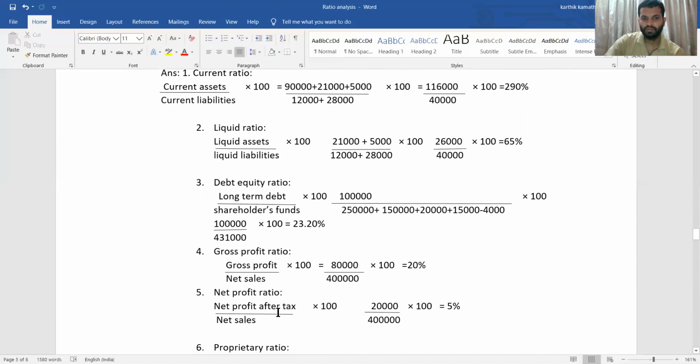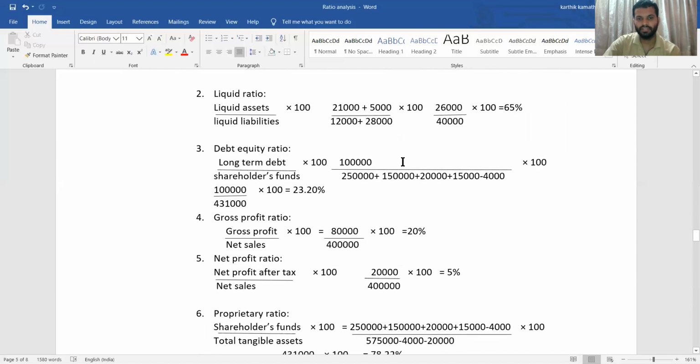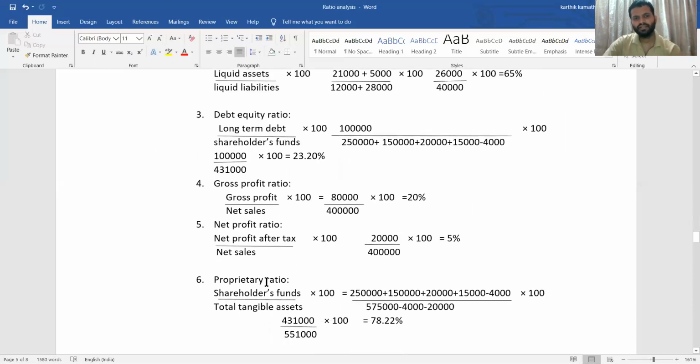Net profit ratio, net profit after tax divided by net sales into 100. Net profit after tax is directly given in the adjustment, that is 20,000. 20,000 divided by 4 lakh into 100, you will get it as 5%. Then last one, you need to calculate proprietary ratio.